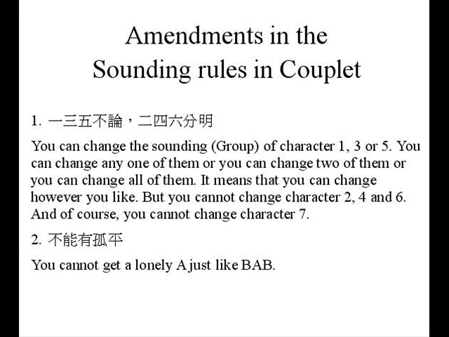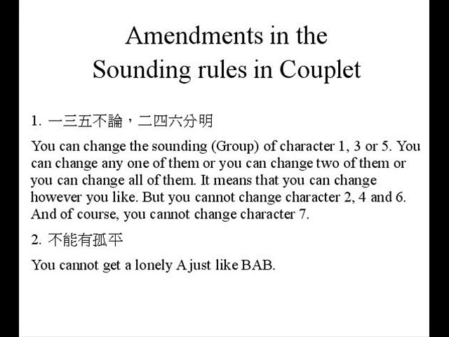Now we have some amendments in the rule, the amendments in the sounding rule in the couplet. The first amendment is 135不論246分明. It means that you can change the sounding of character number 1, number 3, or number 5.